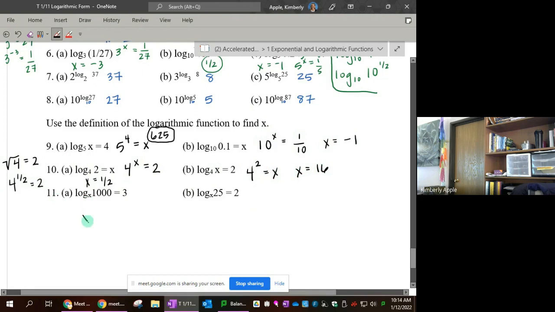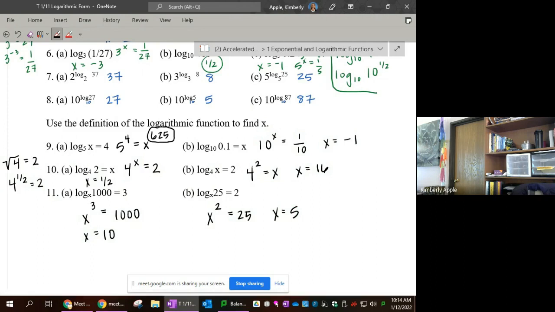For 11a, x to the 3rd power equals 1,000. What to the 3rd power will give me 1,000? 10. Perfect. Right, then last one, x squared, or to the 2nd power equals 25. So what's x? 5. All right. Well done. But it all hinges on being able to rewrite in that exponential form, okay? It makes it a lot easier.